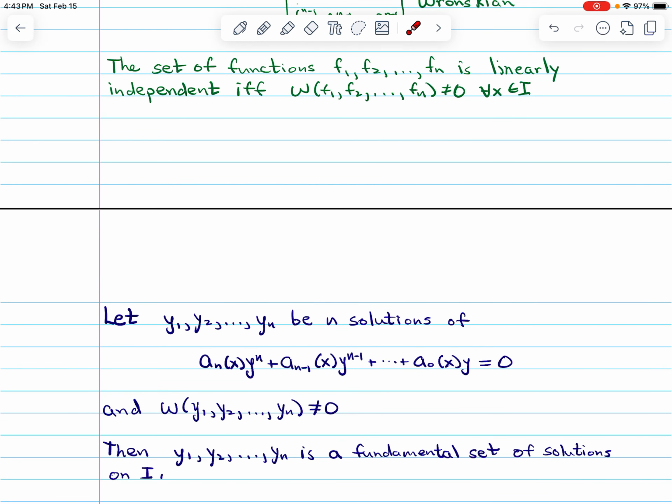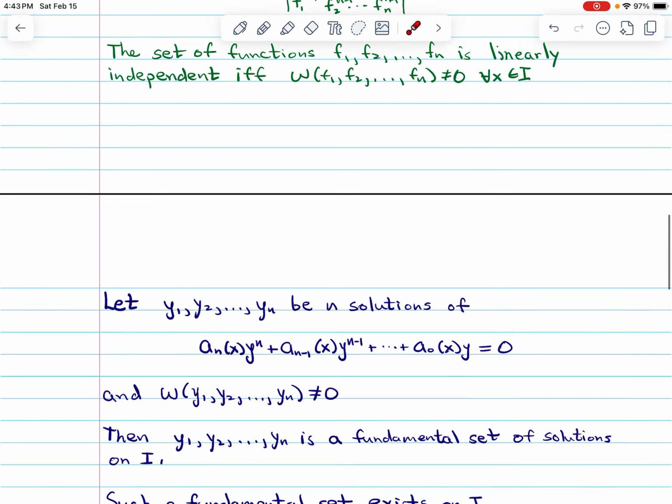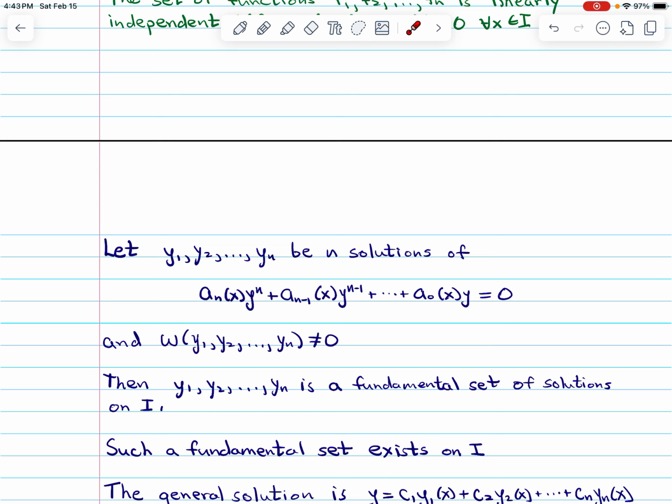Let's suppose that we have a homogeneous differential equation. This one right here, one like this. And let's suppose that y1, y2, all the way out to yn, is a set of solutions for that differential equation. Okay? And let's suppose that the Wronskian does not equal 0. That means that this set is linearly independent.